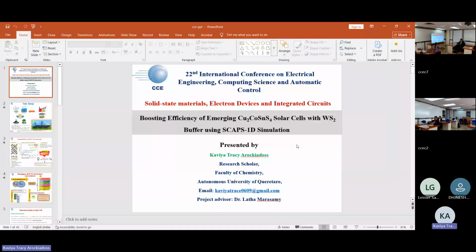Good morning, one and all. I'm Kavya Tracy Arukidas, doing my doctorate in energy science at the Autonomous University of Querétaro, and my project advisor is Dr. Lata Marasamy. I'm really glad to present my results on the title, Boosting Efficiency of Emerging Copper Cobalt Sulfur Solar Cells with WS2 buffer using SCAPS 1D simulation.